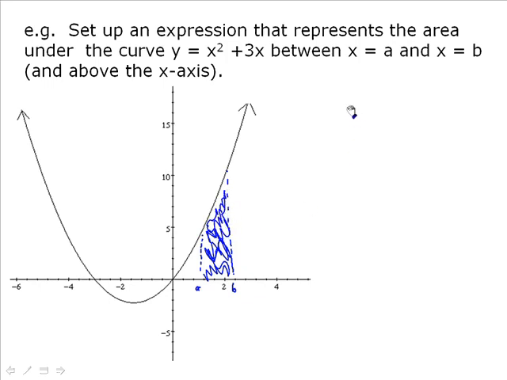We have to set up an antiderivative, an integral. So we would get the antiderivative of x squared plus 3x dx. But the difference is, because it's between x equal a and x equal b, we set up the upper limit of b and the lower limit of a. And this is what we call a definite integral. And the definition more formally is coming right up.